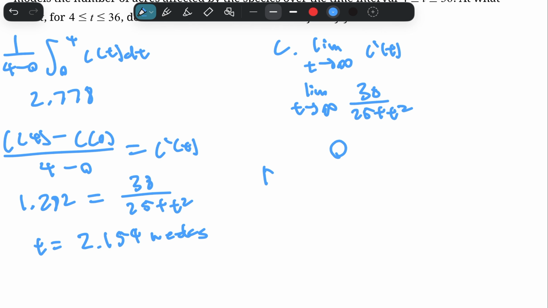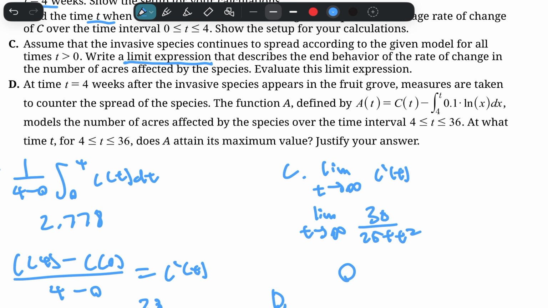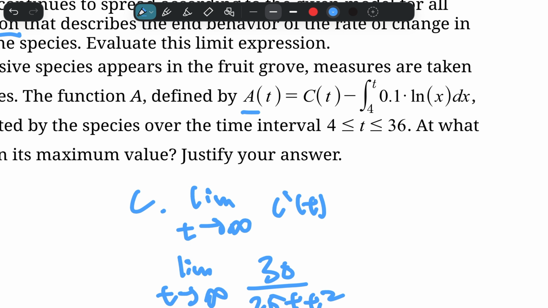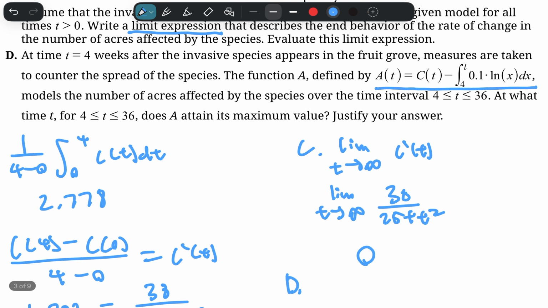Now, moving on to part D, the last part here. Part D says that at time t equals 4 weeks after the invasive species appears in the fruit grove, measures are taken, and the number of acres affected by the species from time t equals 4 to t equals 36 is given by this function here. A of t is equal to c of t minus the integral from 4 to t of 0.1 times natural log of x dx. Now we're trying to find the t from t equals 4 to t equals 36 in which A attains its maximum value.